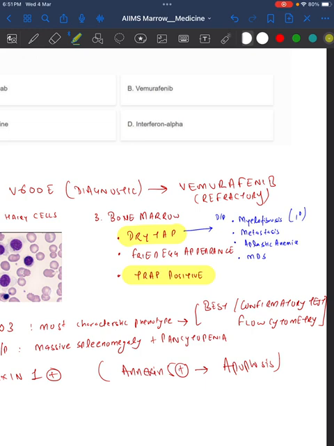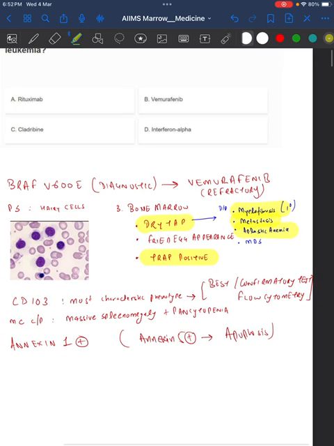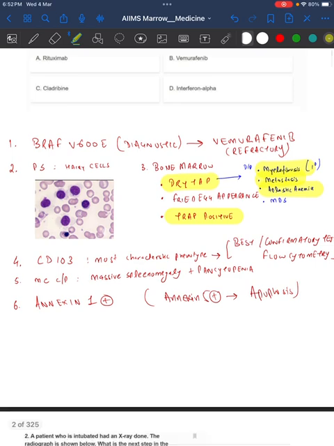The other causes of the dry tap which you should know are myelofibrosis, metastasis, aplastic anemia, and it can be seen in MDS also, but these three are the most important.